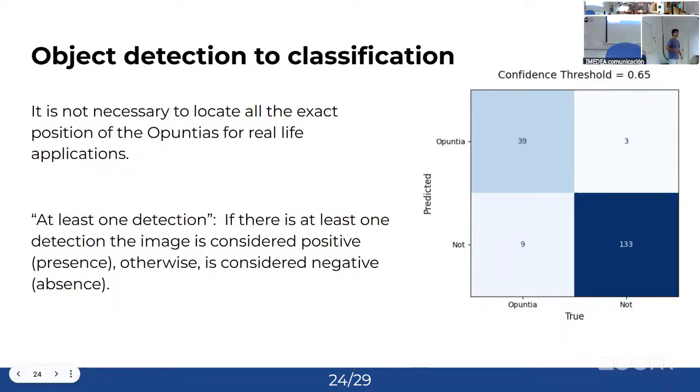For sure that will improve this confusion matrix. Because you are saying that if you get one box with more than 0.65, you consider it a positive detection. But if you had 6 detections with 0.5, you won't consider it. Yes, I will consider that a false positive.